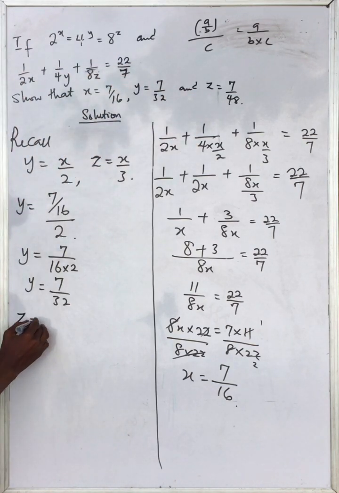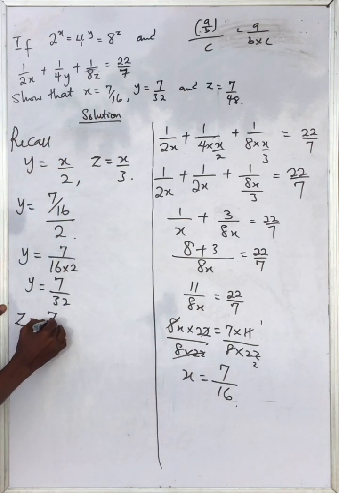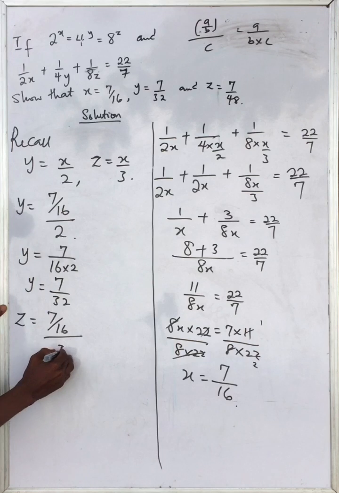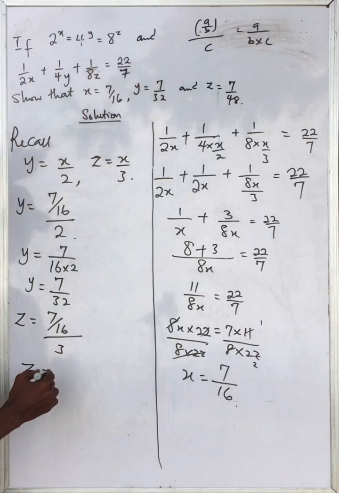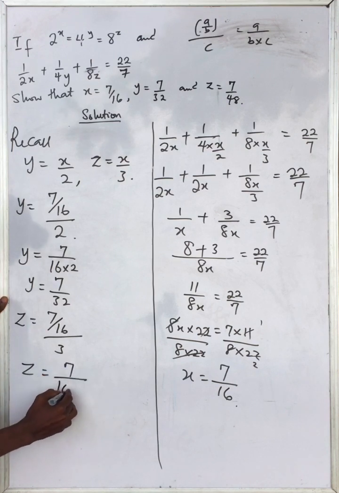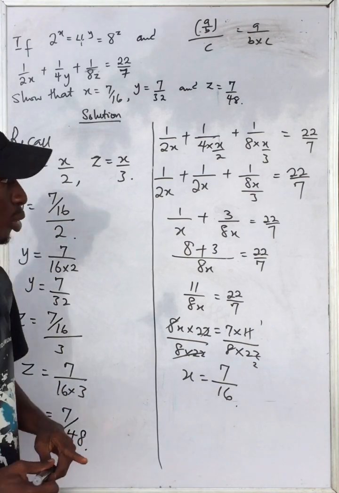So let's find the value of z. Still recall, z is x over 3, and x is 7 over 16, over 3. So z becomes, if you introduce the same concept, the same rule, 7 over 16 times 3. So z becomes 7 over 48, which is the required solution to the problem given to you.